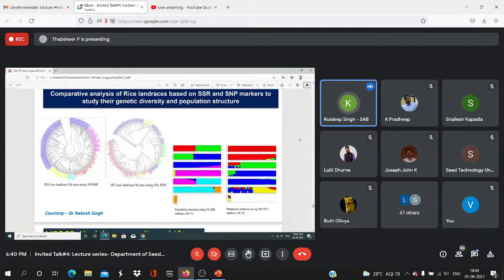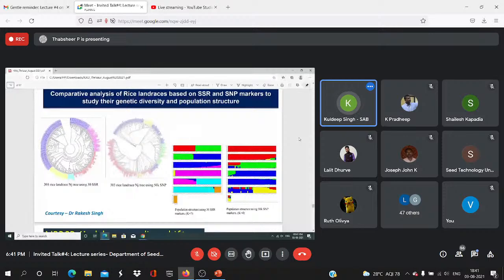There's a complete paradigm shift in the gene banks now. We are now trying to genotype all our genetic resources using high-throughput genomics so that we know the structure of the populations. And breeders can make a choice for their breeding programs, how they can choose from the gene banks the most diverse germplasm which they can use for different traits.